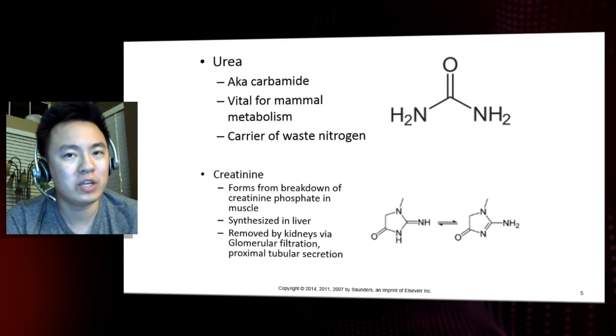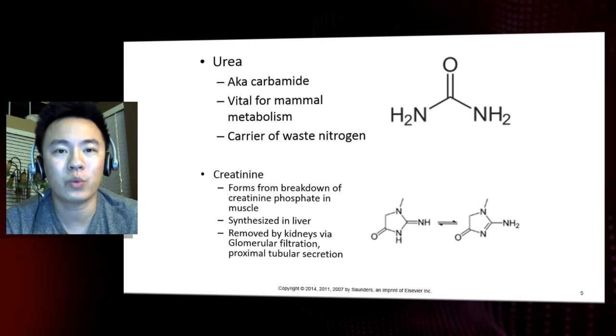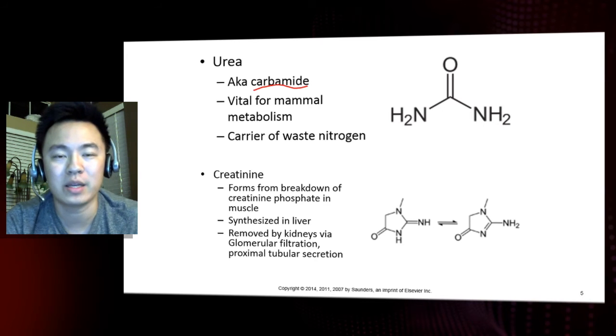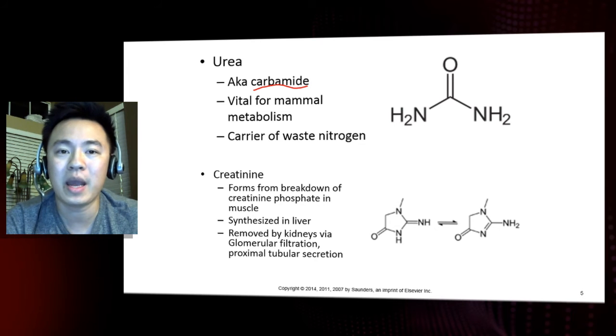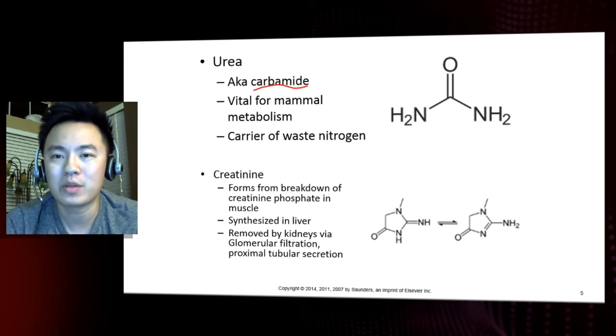Let's go ahead and talk about each of those nitrogenous wastes one by one. The first one here is urea. Another name for urea is known as carbamide. And on the right hand side, we have here the molecular structure. Don't get into too much of the detail about this, but check this out.